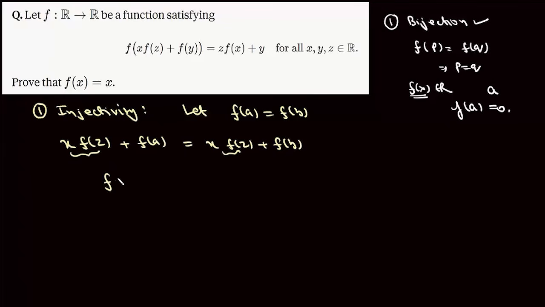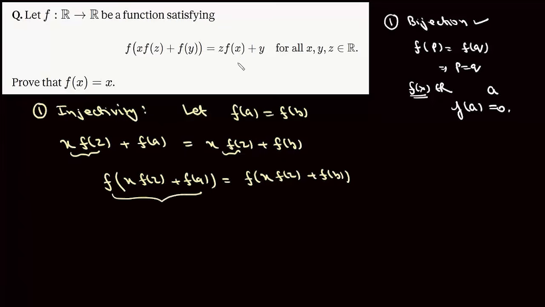And if we take the function on both sides, then we can write f(x f(z) plus f(a)) will be equal to f(x f(z) plus f(b)). Now this is equal to z f(x) plus y. So it will be equal to z f(x) plus a, and here it will be equal to z f(x) plus b. So the only condition that we get from here is a equals b.